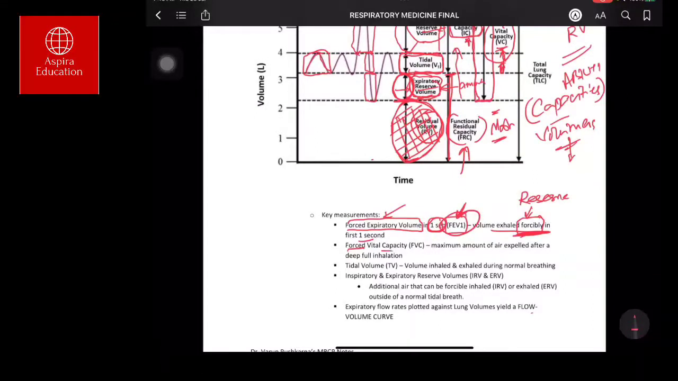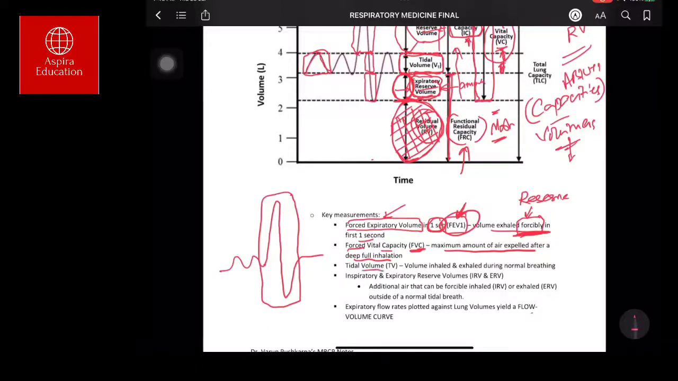Forced vital capacity is, this is the tidal volume, you expel out the maximum amount of volume after a complete inhalation. So, this is known as forced vital capacity. Forced vital capacity is a very efficient determinant of a patient's pulmonary reserve.